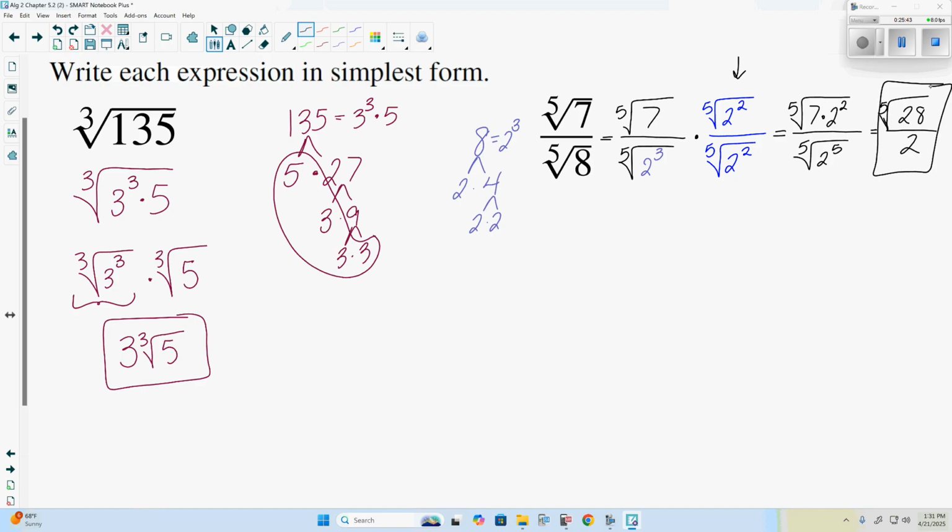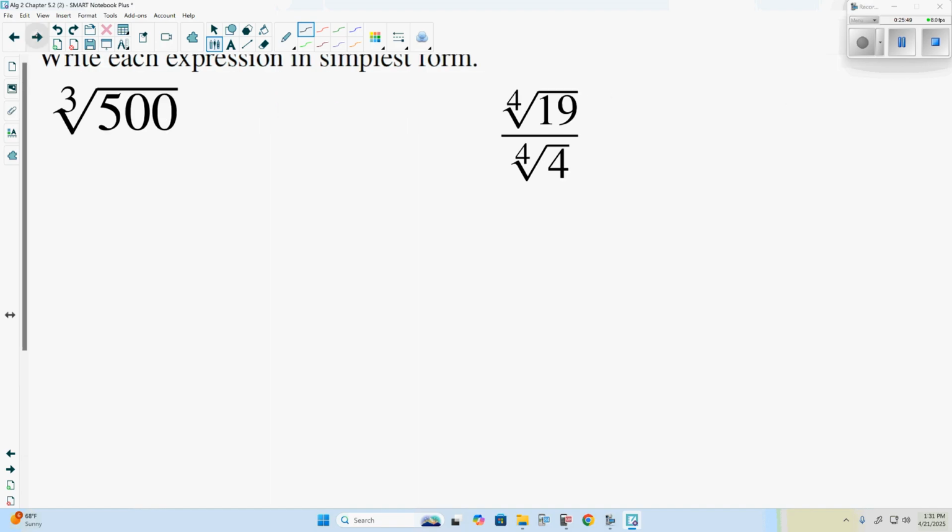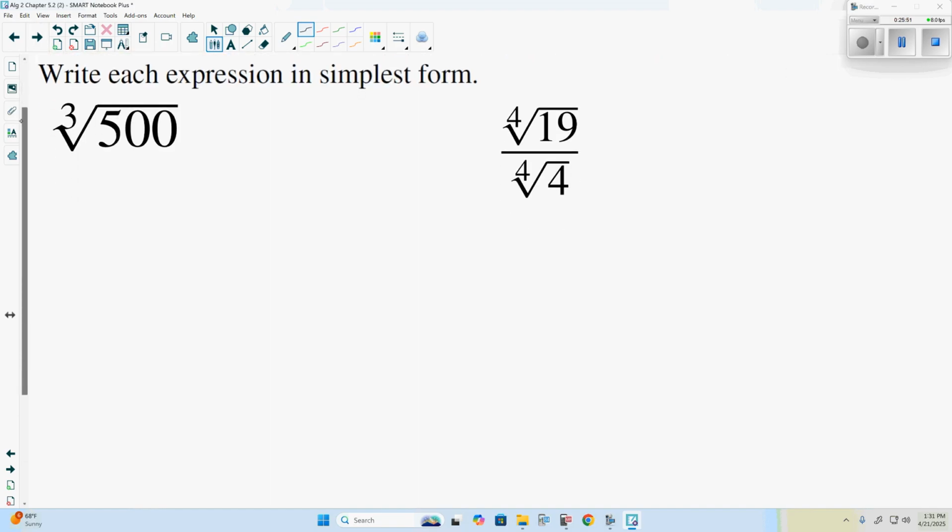But as bad as this might seem, a lot of this is just rewriting, changing powers. It's all based off powers. Let's look at the cubed root of 500. Now, I will give you another alternative to doing the factor trees. It may or may not be as nice. It'd be nice if you do know all of your perfect cubes.